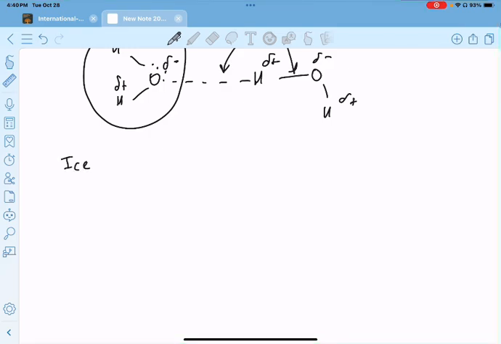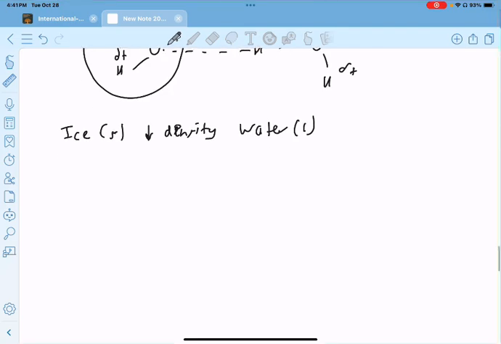Ice, although it is a solid, has a lower density than water, which is a liquid, obviously, okay? Why is this the case? So in ice, the hydrogen bonds form a stable structure between each other.